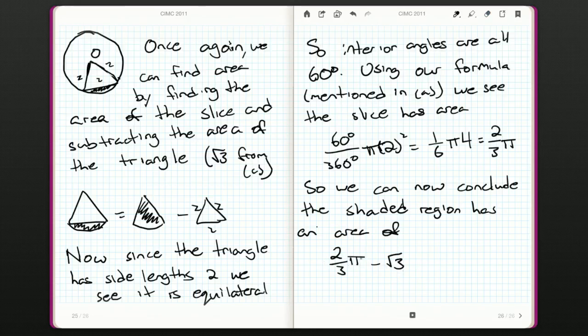There's no nice way to simplify this. We could probably get a common denominator of 3. So if you wanted to, you could write it like this: 2 pi minus 3 root 3 over 3. Honestly, I prefer the first one, but you can go with this one as well. They're basically equivalent, and some people like having the common denominator when you're dealing with a fraction. But either is fine.